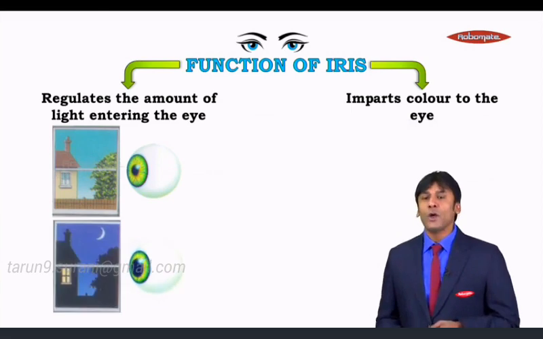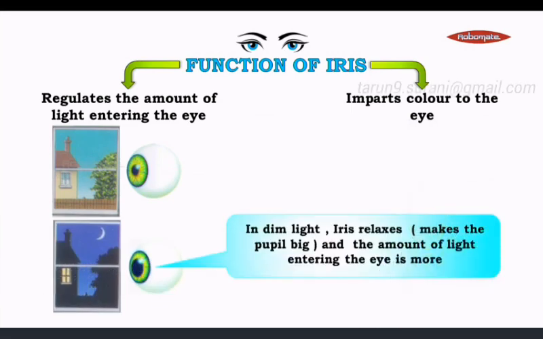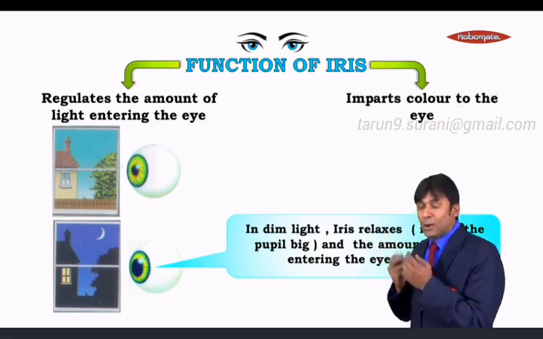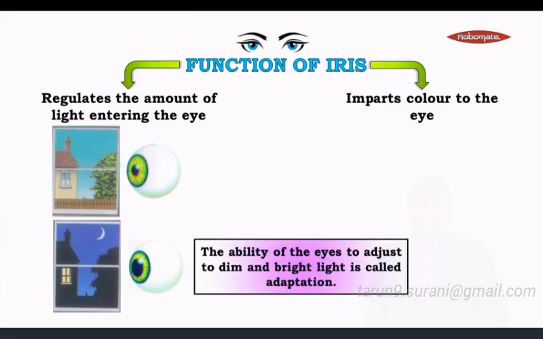Similarly, students, when we go in dim light, what exactly happens in dim light? In dim light, iris relaxes. Now, when iris relaxes, it makes the pupil big. When the pupil becomes big, the amount of light entering the eye is more. And when more light enters, we are able to see a little bit even in darkness. So, in this manner, iris controls the light entering our eyes.